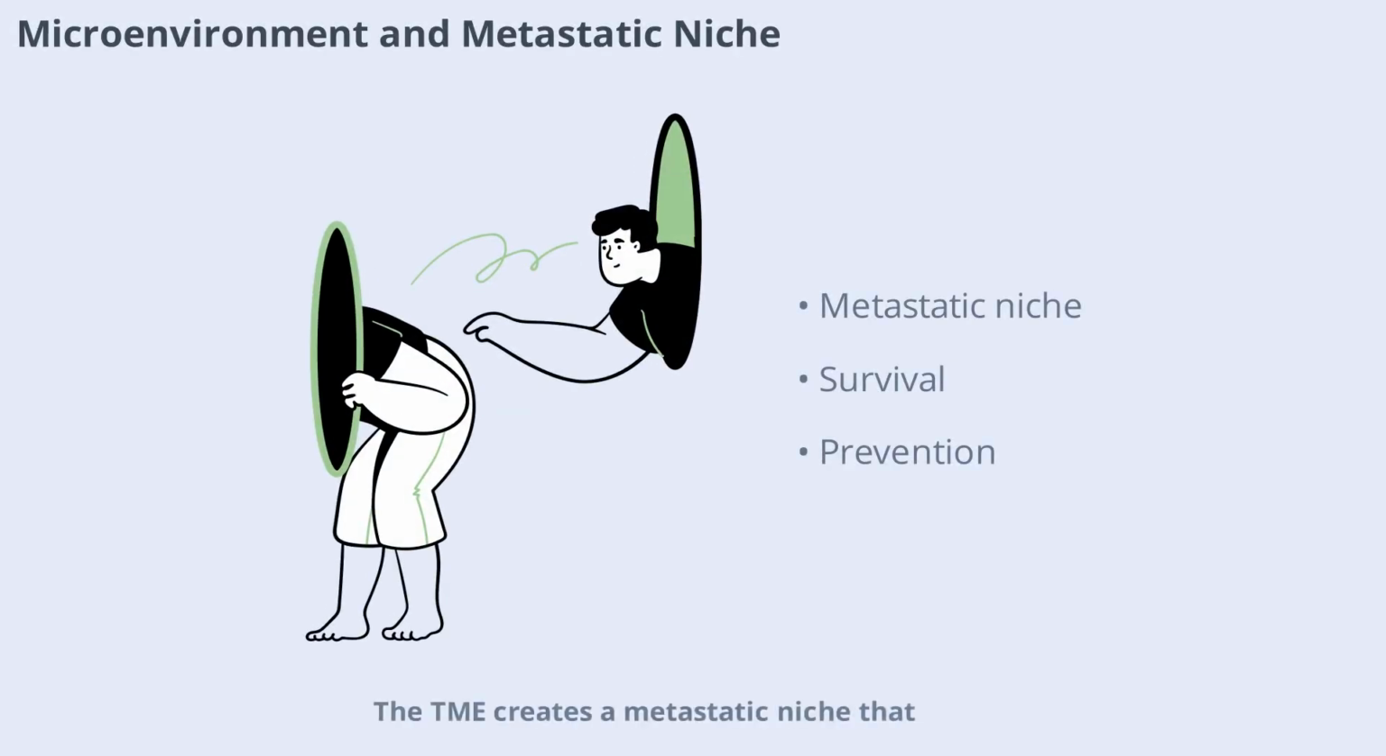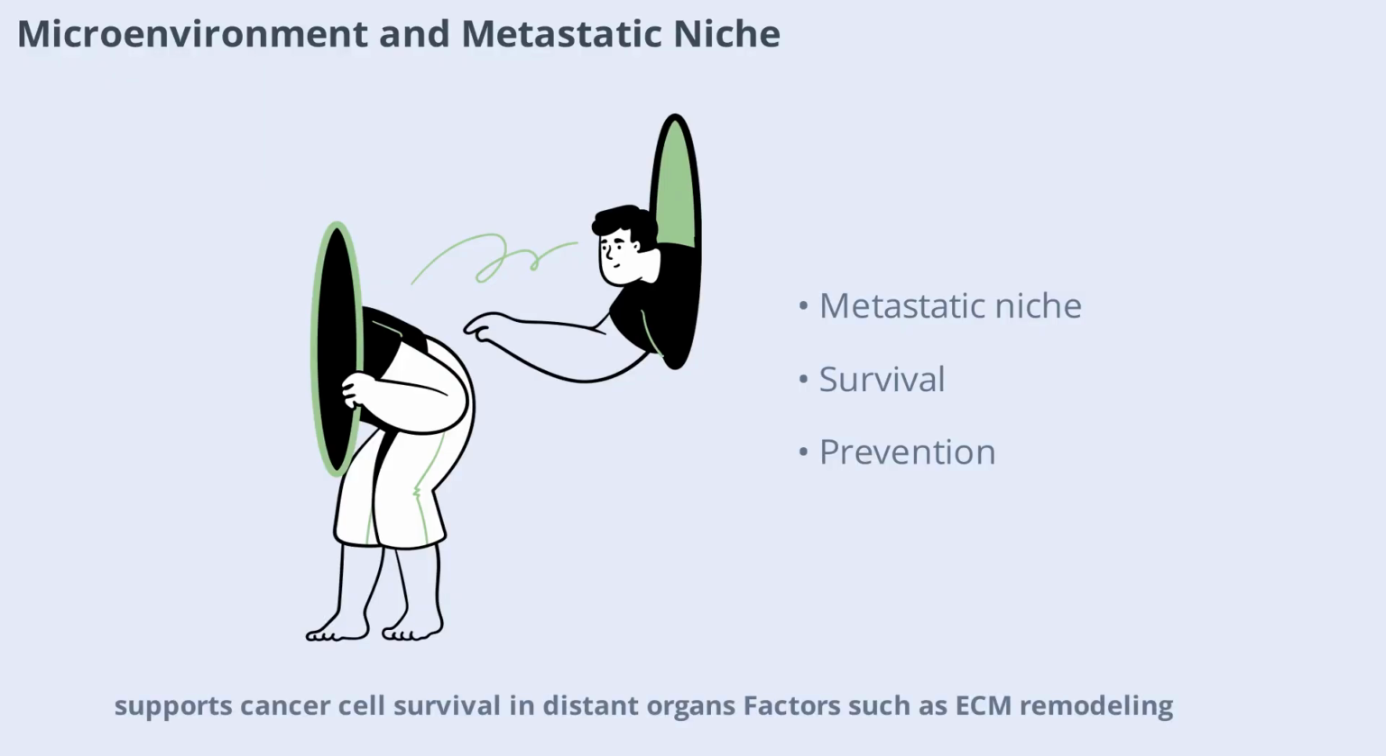The TME creates a metastatic niche that supports cancer cell survival in distant organs. Factors such as ECM remodeling, immune suppression, and angiogenesis facilitate metastasis. Targeting the metastatic niche is a key strategy for preventing cancer spread.